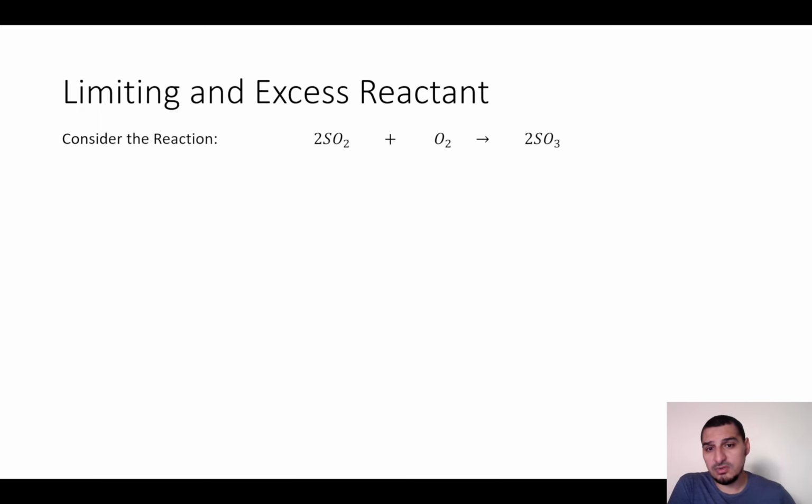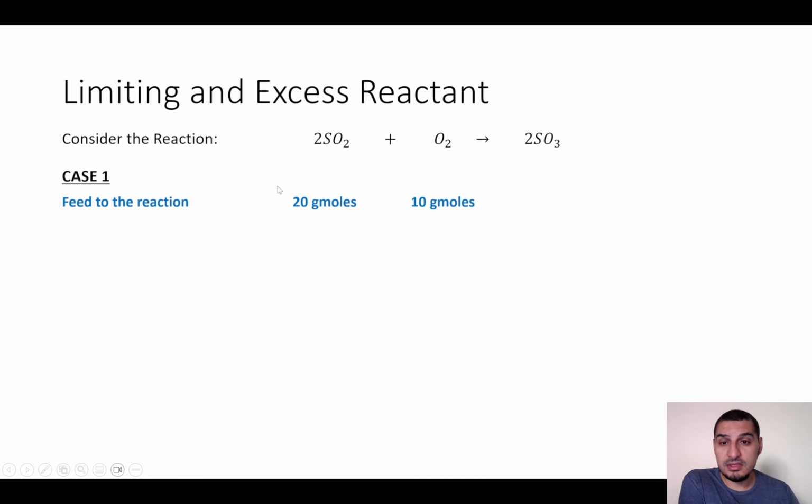The reaction is showing that 2 moles or molecules of sulfur dioxide react with 1 mole of oxygen, producing 2 moles of SO3. And we are going to discuss 2 cases. The first is feeding 20 gram moles of sulfur dioxide and 10 gram moles of oxygen to the reaction. And assuming that the reaction will go to completion until all the reactants are consumed, then we will have 0 gram moles of SO2 and 0 gram moles of oxygen, and we will have 20 gram moles of SO3.